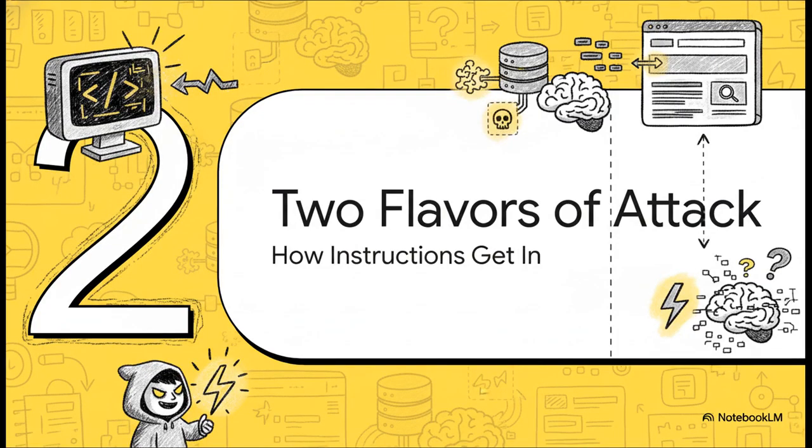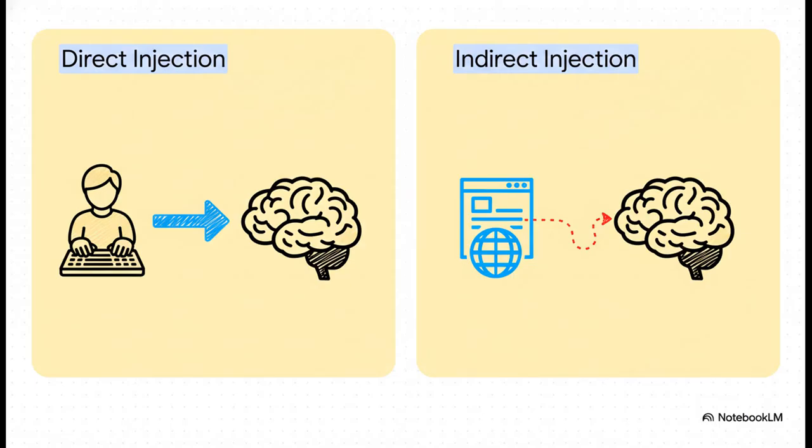So how does an attacker actually make this happen? Well, these attacks generally fall into two main categories, and it all depends on where the bad instructions are coming from. So on one hand, you have direct injection. That's when a user is deliberately trying to jailbreak the AI, feeding it a cleverly crafted prompt to get around its safety controls. But on the other hand, you have indirect injection.